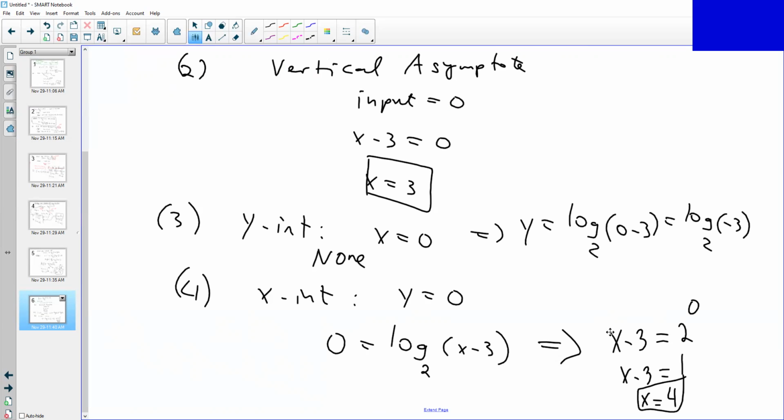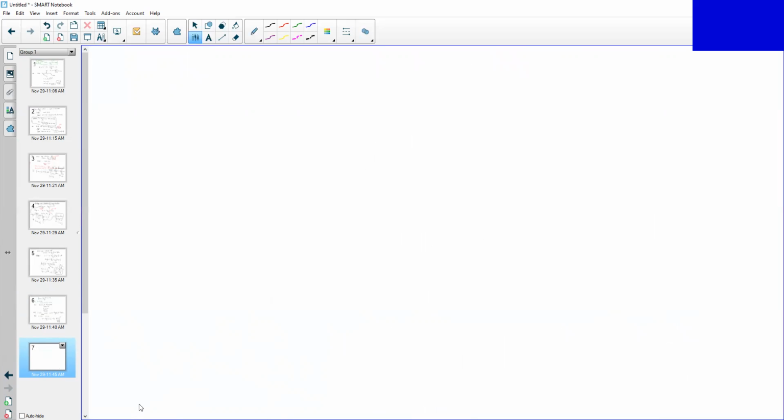So the x-intercept is 4, which means the graph is going to pass through 4 on the x-axis, right? And we have no y-intercept, so our graph is not going to pass through the y-axis at all. The graph is on the right-hand side of 3 because our vertical asymptote is x equals 3 and the domain is from 3 to infinity. Okay, all right, so putting all this together, I will just come up with this.